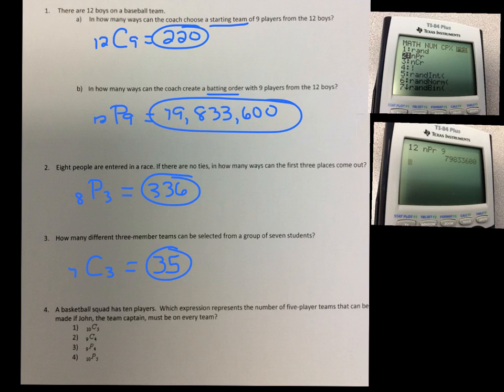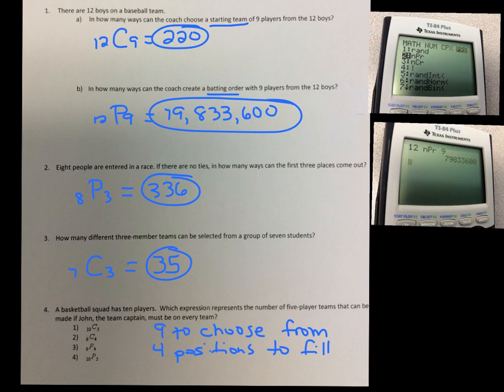Okay, and then finally number 4. A basketball squad has 10 players. Which expression represents the number of 5-player teams that can be made if John, the team captain, must be on every team? Okay, well, if John, the team captain, must be on every team, that means there's really only 9 players to choose from. So 9 to choose from. Now, again, since John is always going to be on the team, he's going to be out there on the court with them, we really only have 4 positions to fill. So from the 9 people to choose from, we have 4 positions to fill.